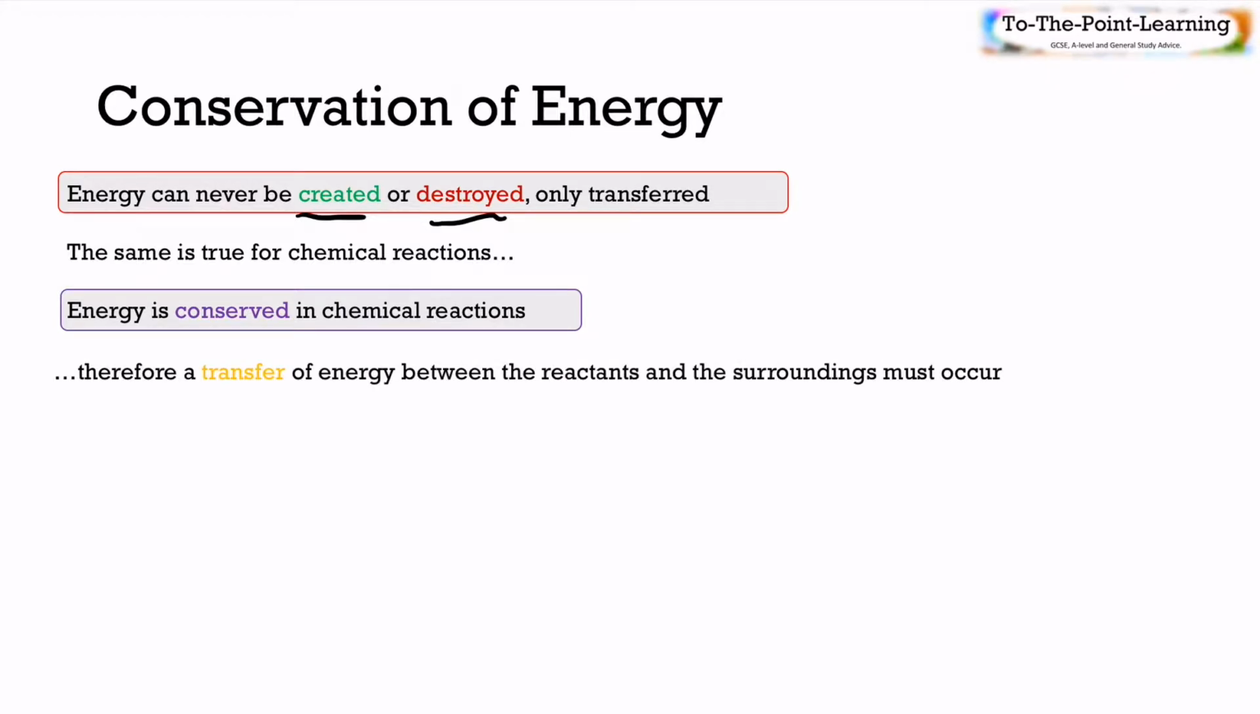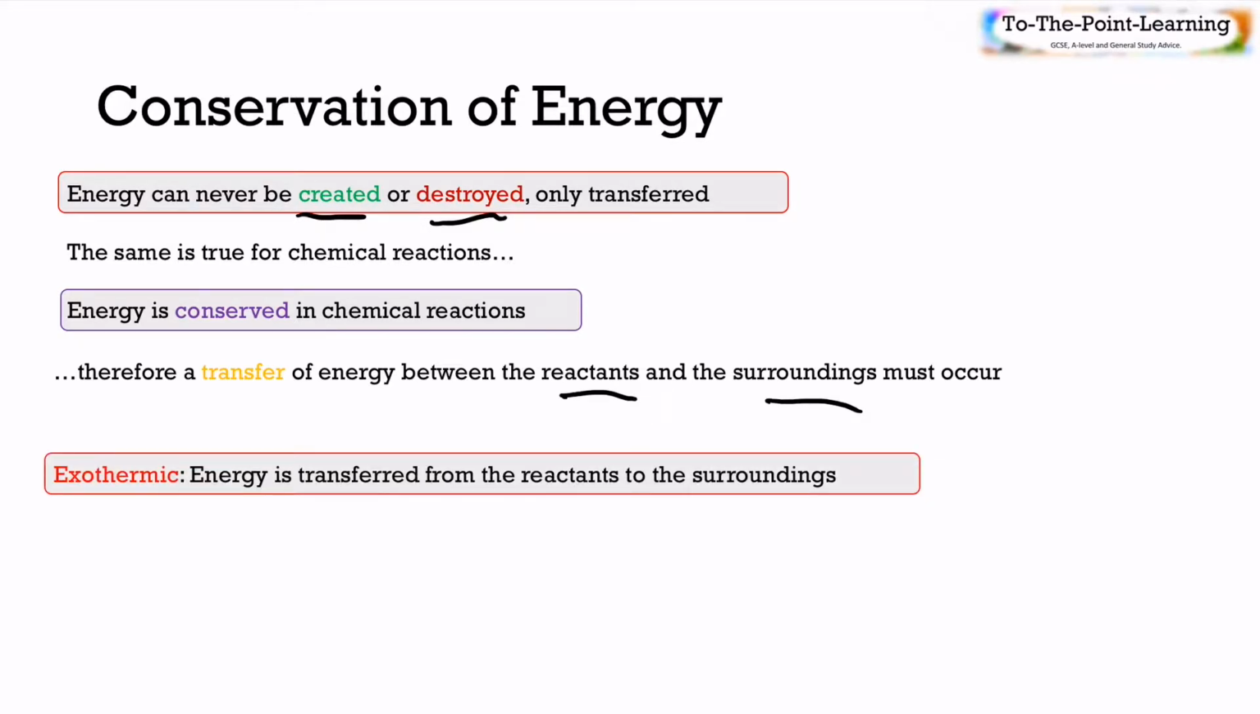And therefore, since in chemical reactions we do observe temperature change, so a change of energy is occurring, there must be a transfer of energy between the reactants, the reagents, and the surroundings. And whether the net energy transfer is going into the reactants or to the surroundings, there are two different types of reactions. We can have an exothermic reaction, a reaction in which energy is transferred from the reactants to the surroundings, so we observe a rise in temperature of the surroundings.